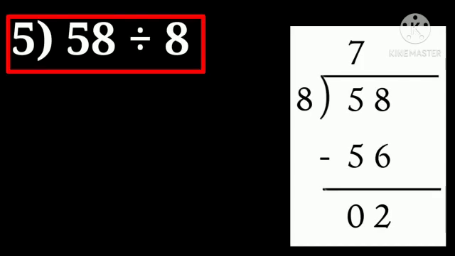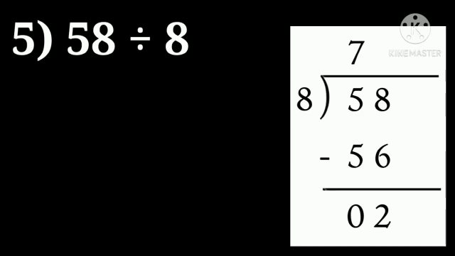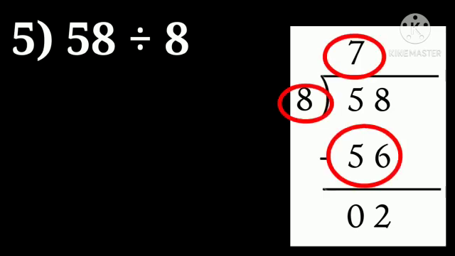Next sum, 58 divided by 8. So we will arrange the numbers and we will start saying 8 table till we get number 58. But do we have 58 in 8 table? No. So what we are going to do? We are going to say the table till we get nearby and smaller number than 58. So 8 sevens are 56.